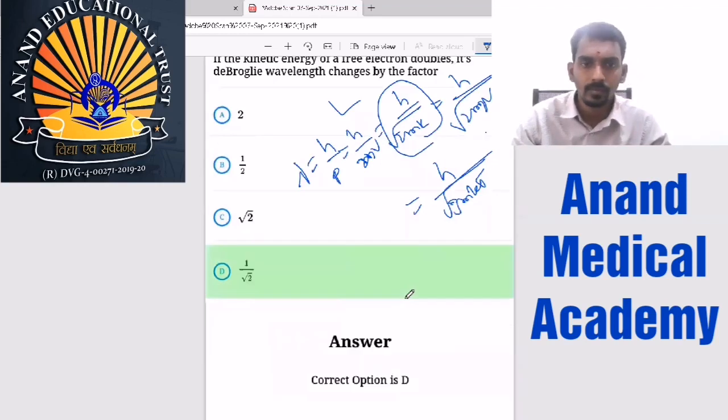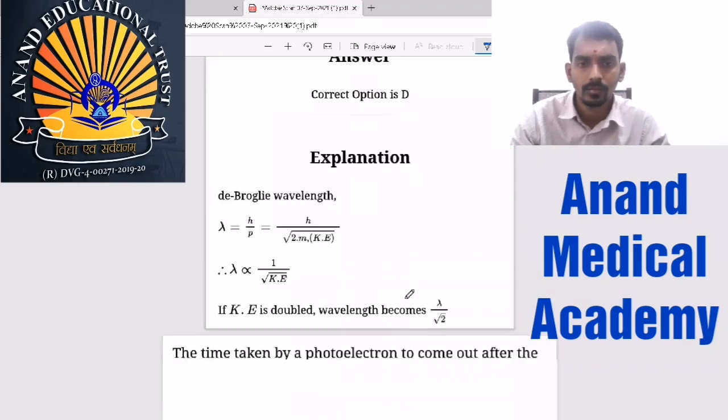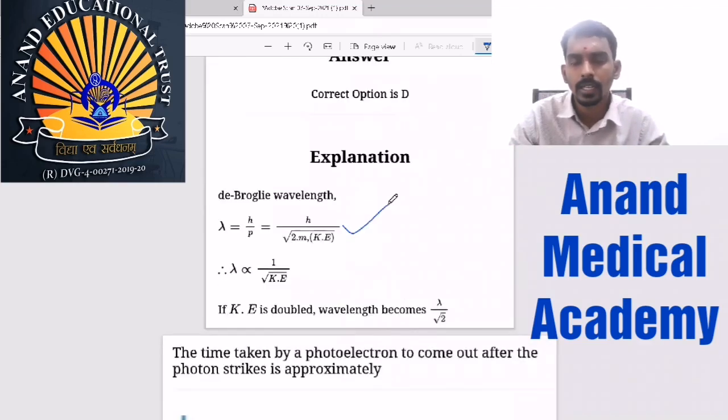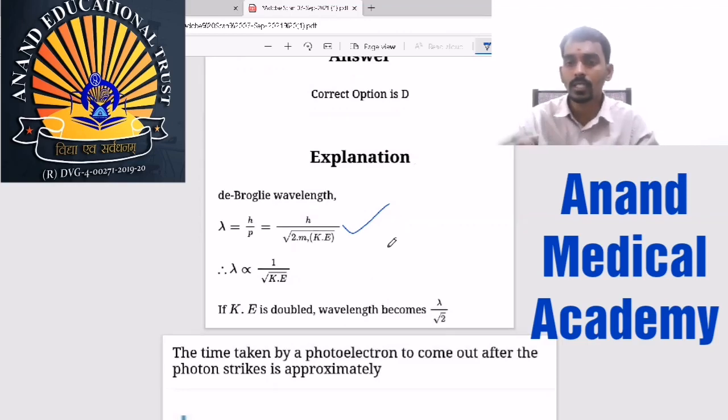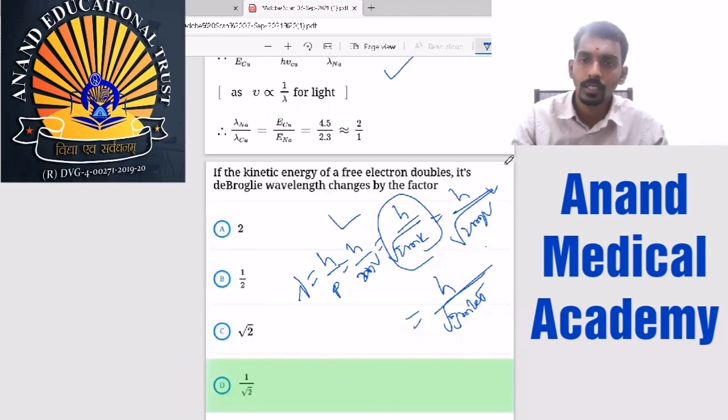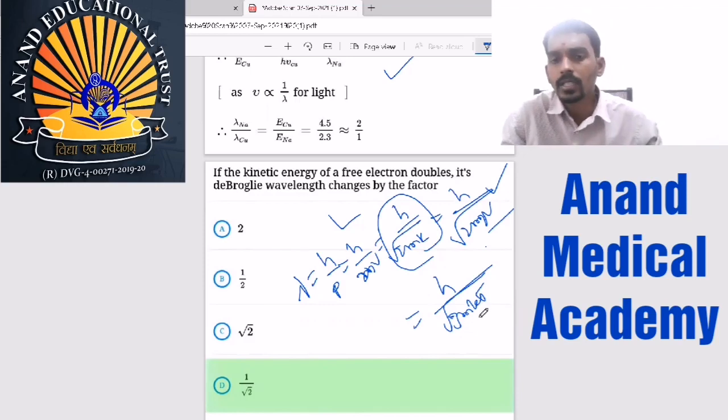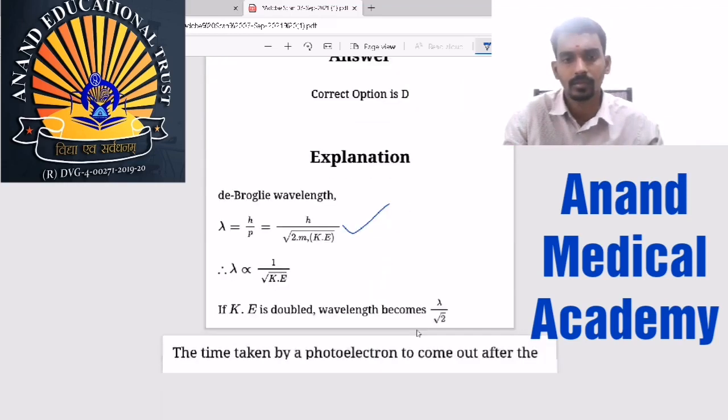Now, see here, they have taken kinetic energy, meaning de Broglie wavelength in terms of kinetic energy. If they say, suppose, a charge accelerated through a potential difference, then you have to take this formula. Kinetic energy is QV. If they say thermal neutron, then kinetic energy is 3 by 2 kT.